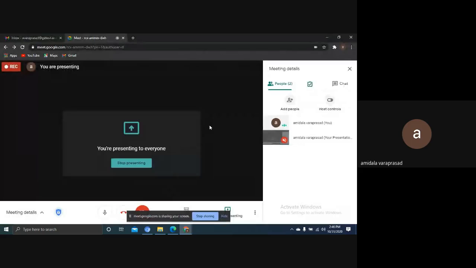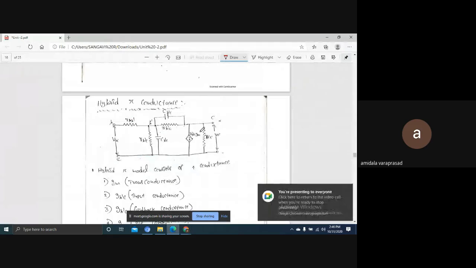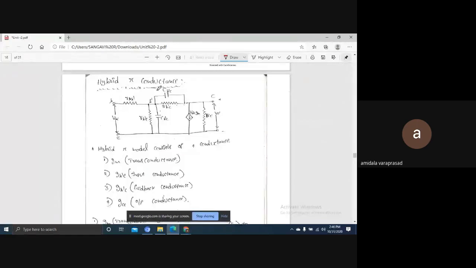Next one, hybrid pi capacitance. Now, the hybrid pi model consists of four types of conductance: GM, transconductance; GB dash E, input conductance; GB dash C, feedback conductance; and GCE, output conductance.